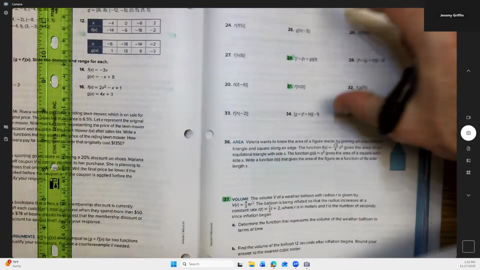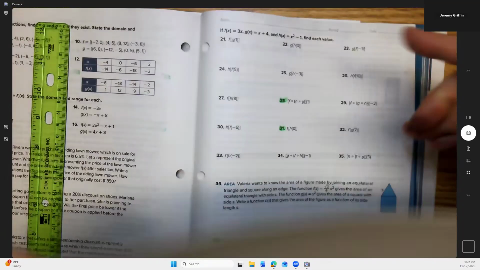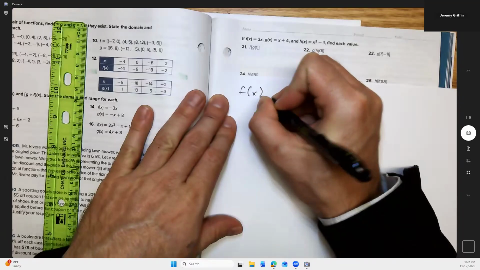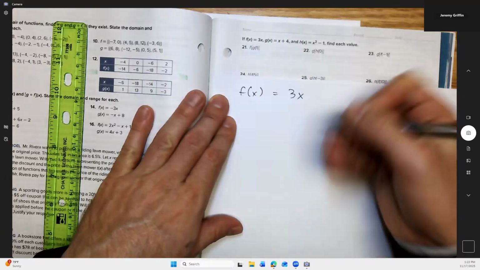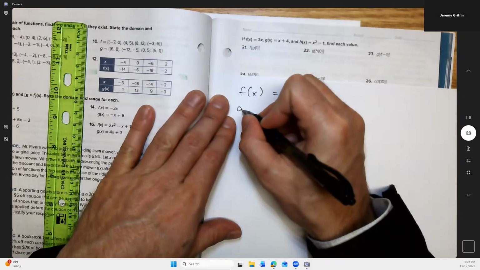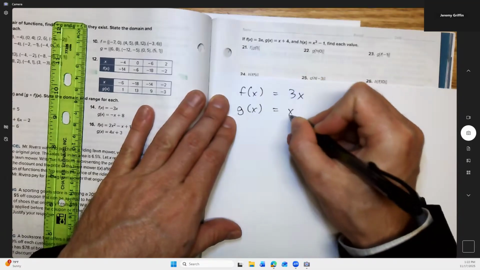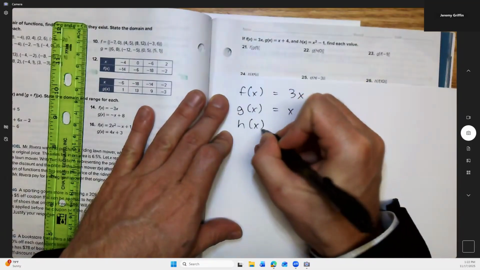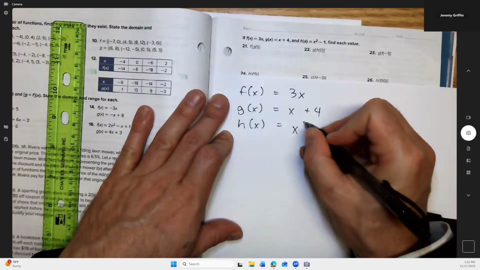All right. Ooh. Now, this set, they gave you 3 functions. They gave you an f of x, a g of x, and an h of x. Ooh. So f of x, we're calling 3x, so 3 times something. G of x, we're calling x plus 4. So that's something plus 4. And then h of x, we're going to do x squared minus 1.